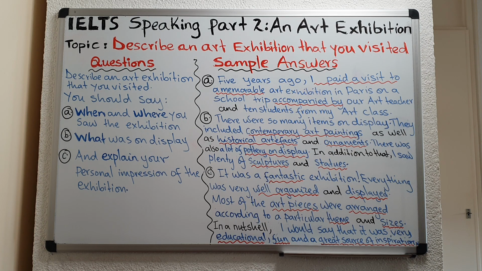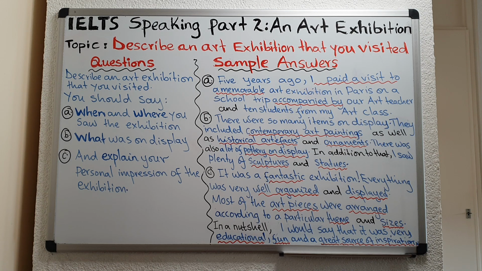B. There were so many items on display. That is a simple sentence, just has one verb. They included contemporary art paintings as well as historical artifacts and ornaments. That is a complex sentence. There was a lot of pottery on display. That is a really simple sentence. In addition to that, I saw plenty of sculptures and statues. That is a compound sentence.